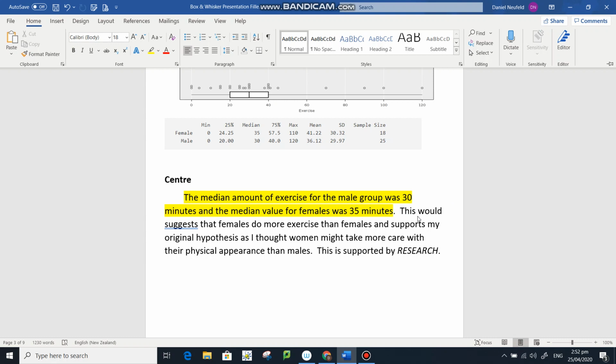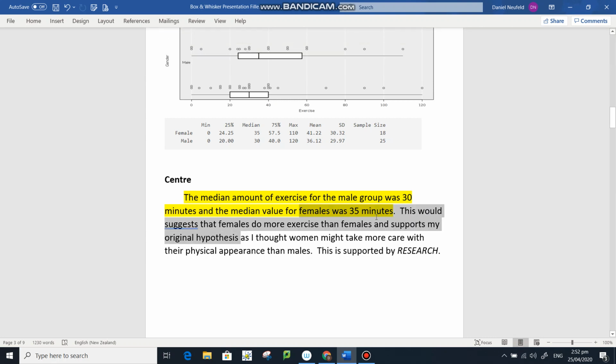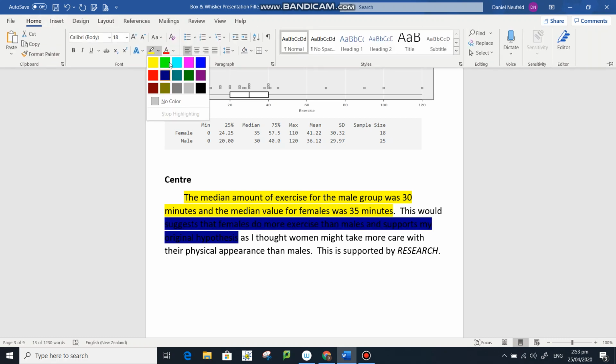Okay, I just chose to use the line about how it supports my hypothesis. So again, this supports my hypothesis. I'm talking a little bit more, and again I've brought in the ideas of exercise and males and females. Small typo there. So in this case, I'm going more towards my merit for this.